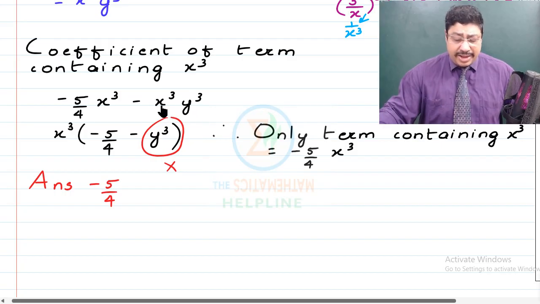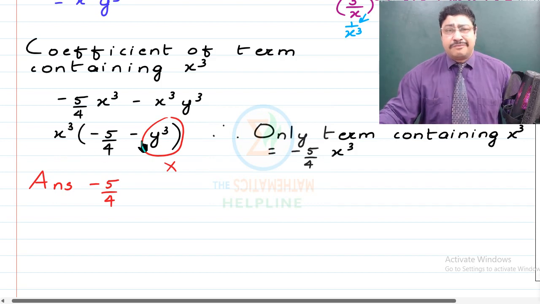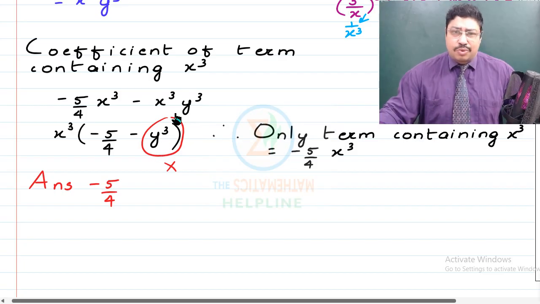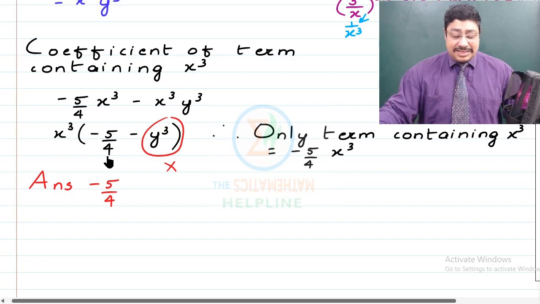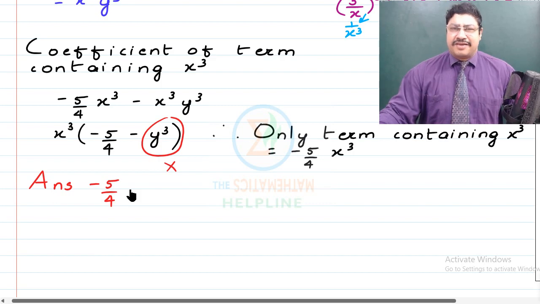Now, in the other term, when you take x cubed to be common outside, you are left with minus 5 upon 4. However, you have minus y cubed inside, which is a variable raised to some power. Obviously, unless and until you know the value of y, you will not be able to find out what y cube is. As such, the term containing x cube is only minus 5 upon 4 x cube, right? And thus, this is the only term which will give you actually the coefficient of the term containing x cube, right? So minus 5 upon 4 thus becomes the final answer. So is this clear with everybody?